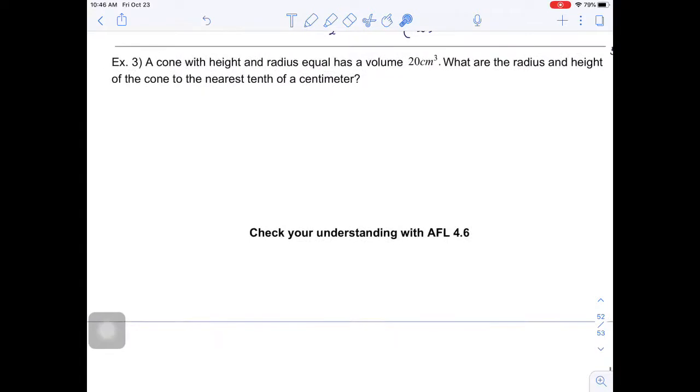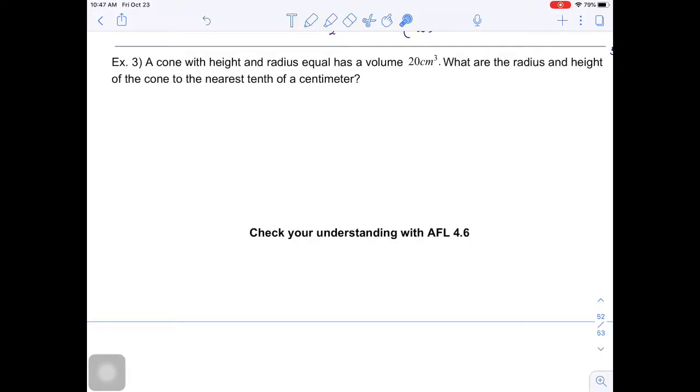Okay, we're going to now do our very last example of this unit. So this is a word problem. Example 3. A cone with a height and radius equal has a volume of 20 centimeters cubed. What are the radius and height of the cone to the nearest tenth?